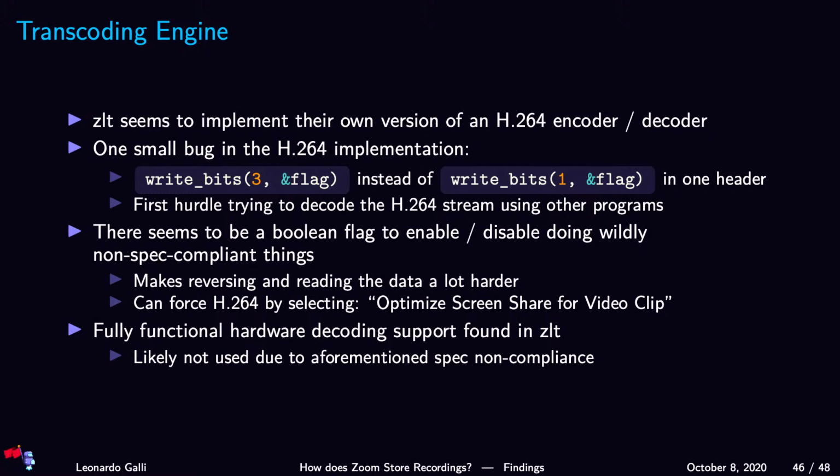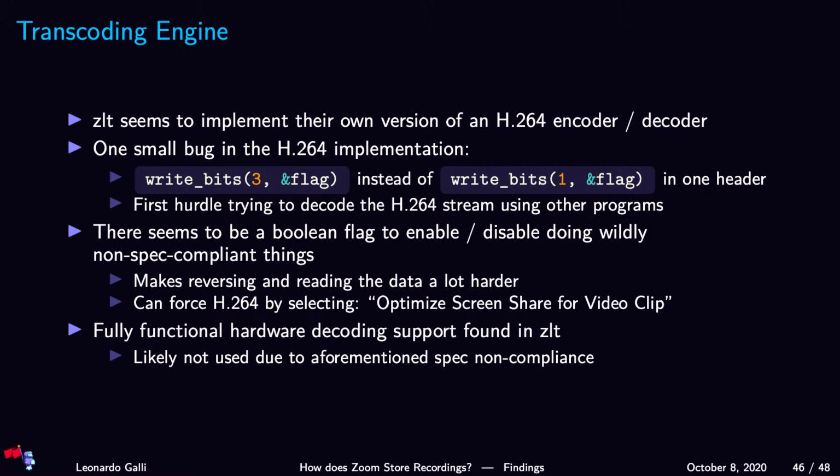I definitely found one small bug in there. Instead of writing 1 bit into the output file, they write 3 bits in one of the headers. This basically leads to a reserved 0 bit being set to 1, and you don't want the reserved 0 bit to be 1. So this is your first hurdle when you try to decode the H.264 in a different program, because FFmpeg is like, this shouldn't be 1. I'm stopping now.